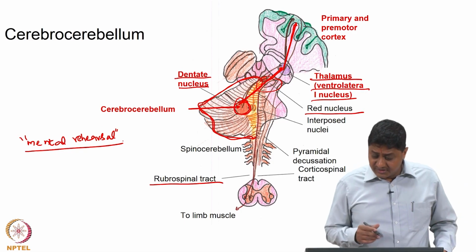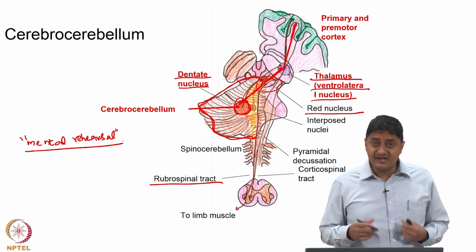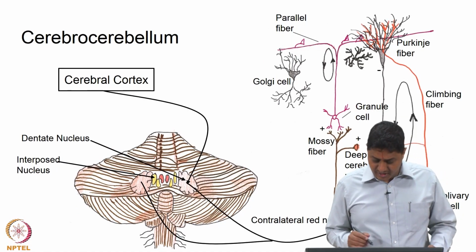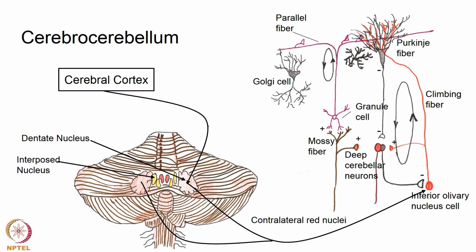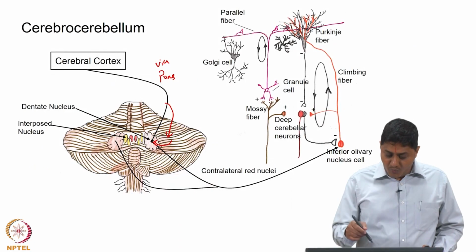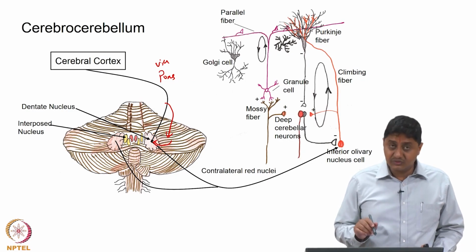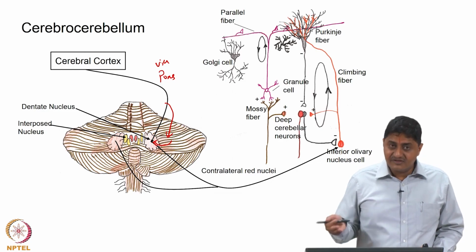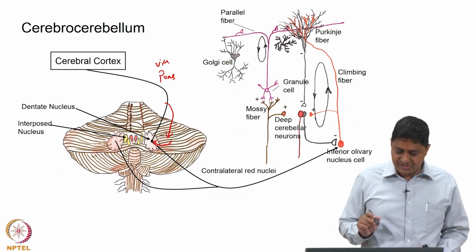Also, it is to be noted that the red nucleus projects to the inferior olive in another recurrent circuit. What happens is that the cerebral cortex projects to the cerebellar cortex via the pons, and to the deep cerebellar nucleus. So, there are two projections: one projects directly to the deep cerebellar nucleus, the other projects to the cerebellar cortex, which then projects back via the Purkinje neurons.